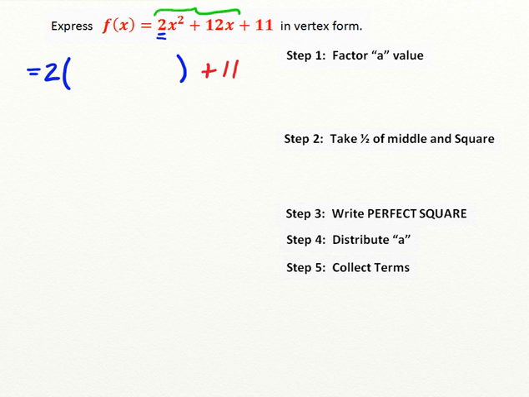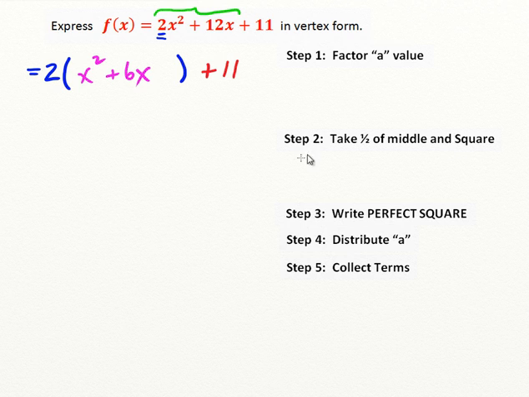So what's left inside the brackets? Well, if I take 2x squared and I divide it by 2, I'm left with x squared. And if I take 12x and divide it by 2, I'm left with positive 6x. Okay, so that's step 1 done. Factor out the a value. Perfect. Step 2, take half of the middle coefficient, in this case it's a 6, and square it.